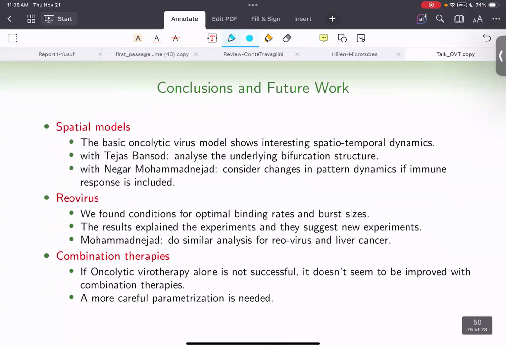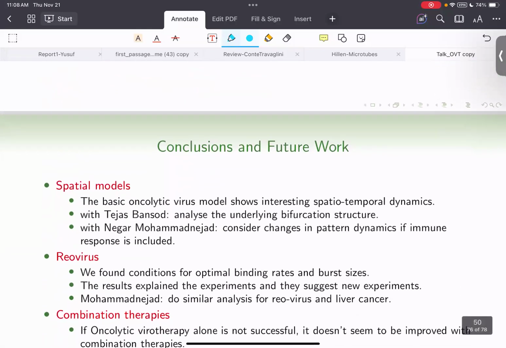And then combination therapies, this was the last part. Oncolytic virotherapy alone is not successful. It doesn't seem to be improved by any combinations, but also we need a more careful parameterization. So we just ran some tests. We didn't do a careful parameterization of these cases. And there's more work to be done as well.